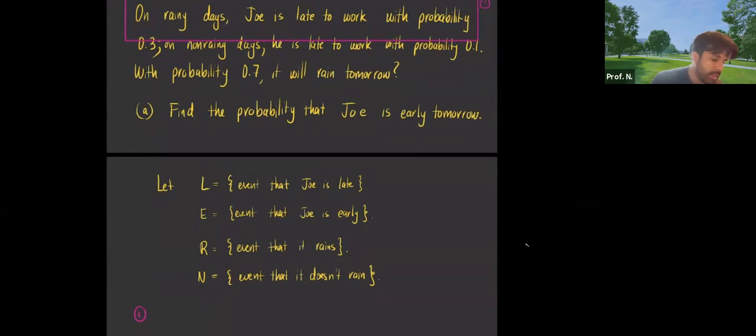L intersect N. Hmm. So the probability that L intersects R, is that what you're saying? Is 0.3. Okay. And then on rainy days, he is late to work with probability 0.1. So then what do we have there?